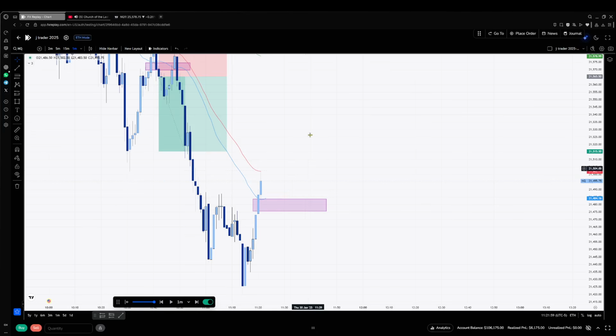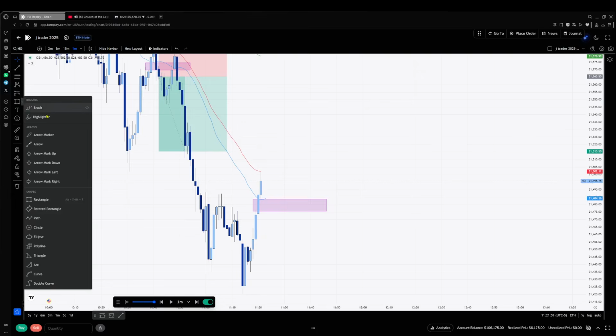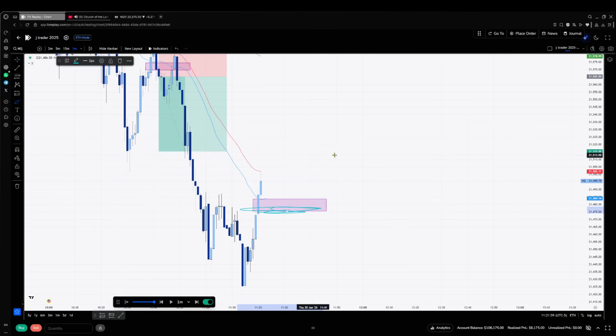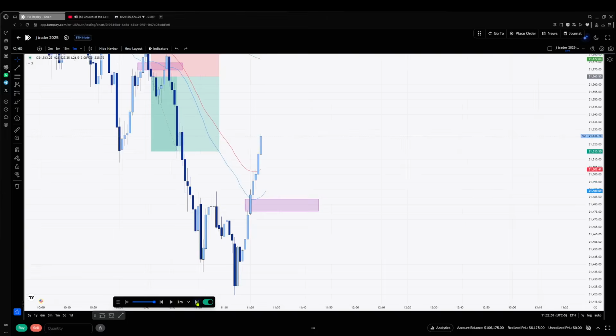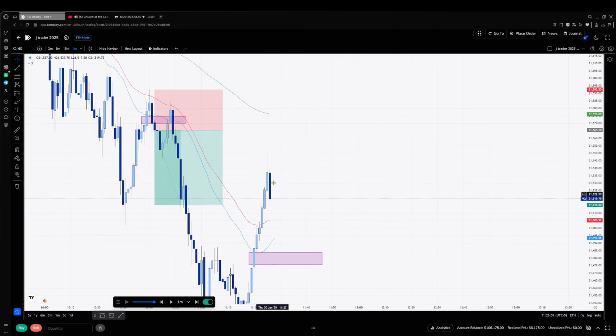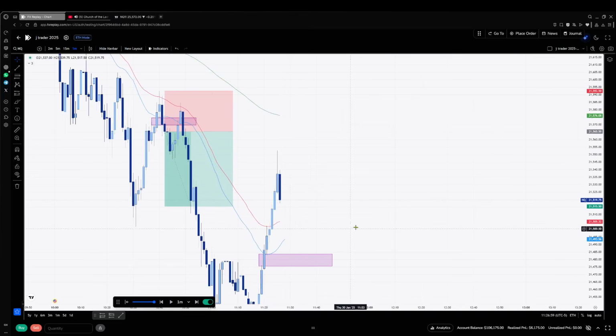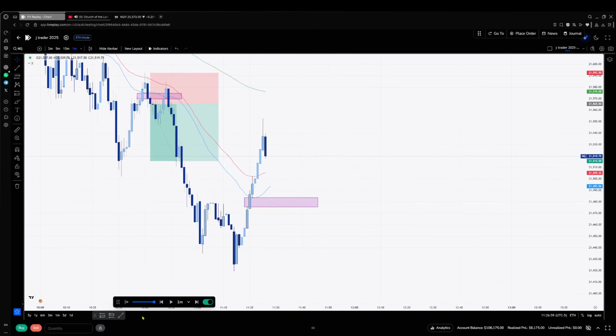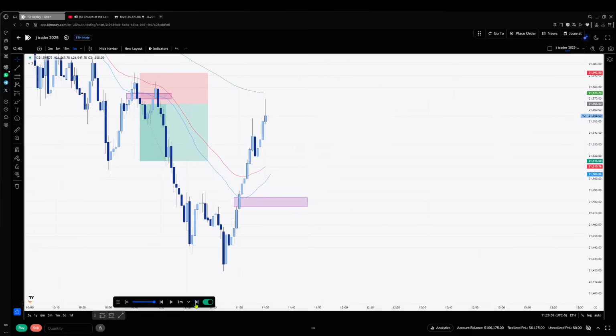Me personally, I feel more comfortable now waiting for a rejection and then maybe getting a lower entry with a lower R but higher probability, because you could take it here, but where's your stop loss? But then if I see rejection, price shows me that it wants to continue like in a downtrend. Let's see here, it closes above, we don't take the trade. This could be a stop loss, but we just waited. If price touches here and rejects with aggressiveness, maybe we can see if we have another opportunity.